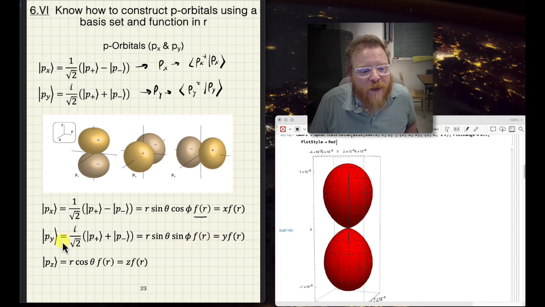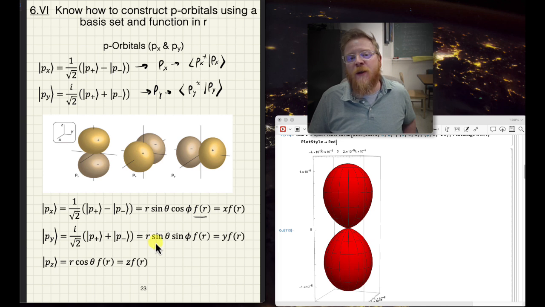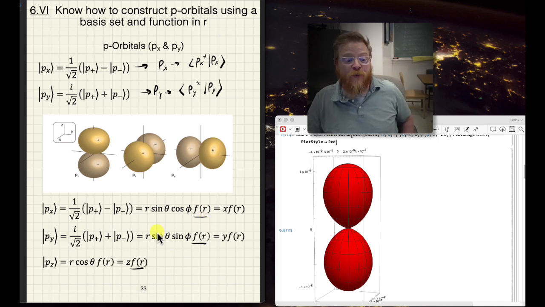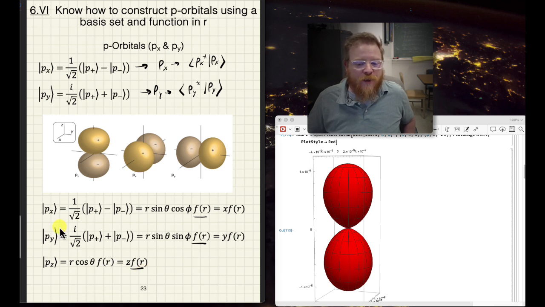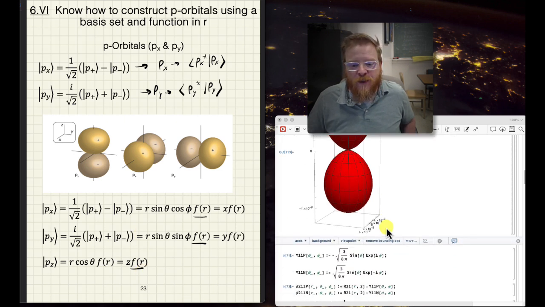And similarly, for our py, we would find that we get r sine theta sine phi, and in our coordinate transformation, that equals y. So this can be done with some real pain in the butt algebra to show that this f of r function is the same for all three orbitals. So now let's take a look at what those look like.